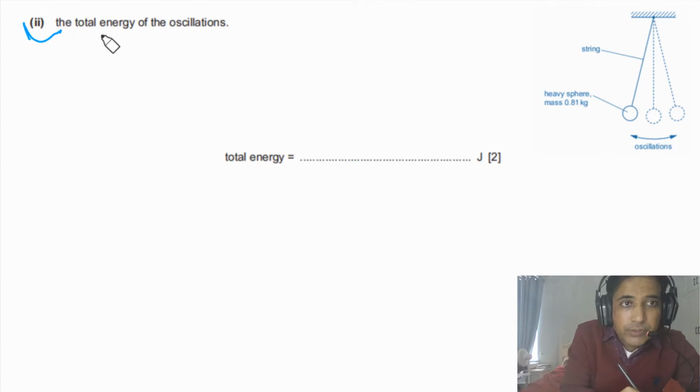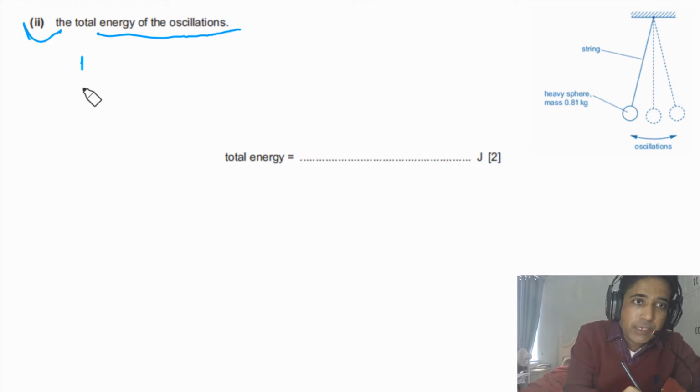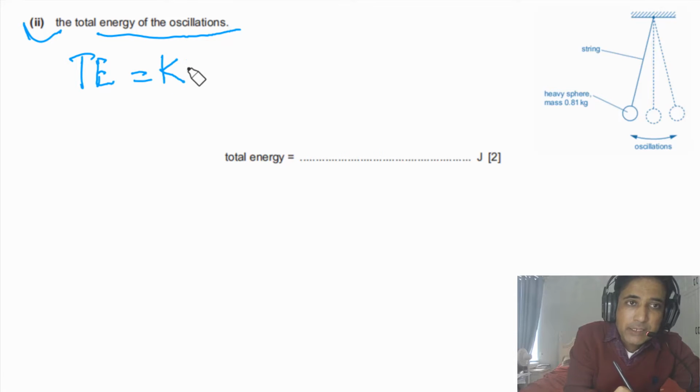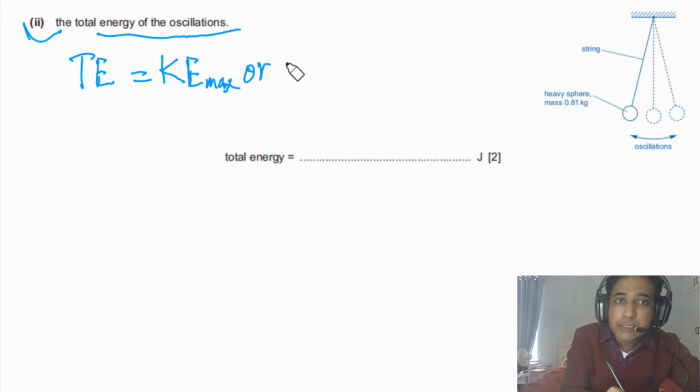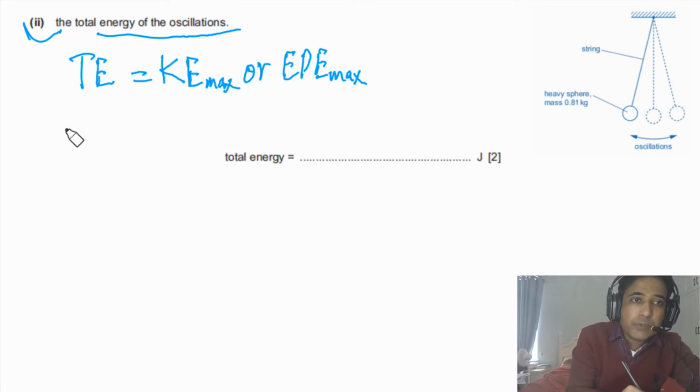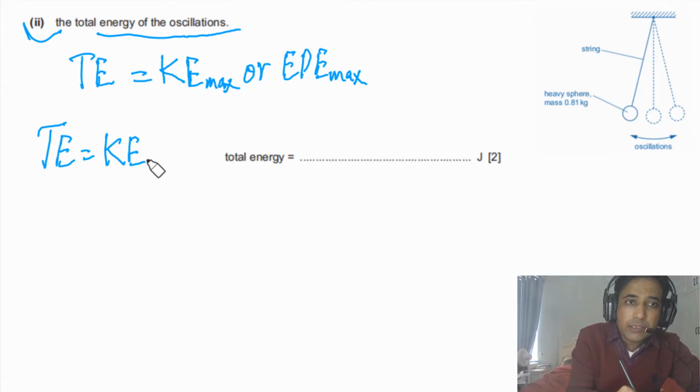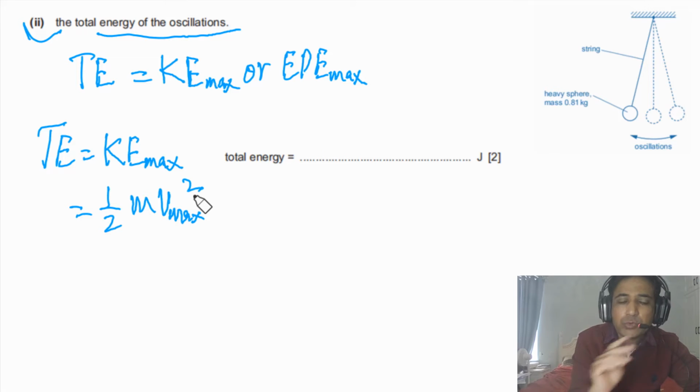Second part says calculate the total energy of oscillations. The total energy of oscillations can be equal to the maximum value of kinetic energy, or it can be equal to the maximum value of EPE, elastic potential energy, EPE max. The easiest way to calculate total energy is to write this equal to kinetic energy maximum, and kinetic energy maximum is 1/2 m v max squared. You do not need to remember the formula. If you follow these steps, it's very straightforward.